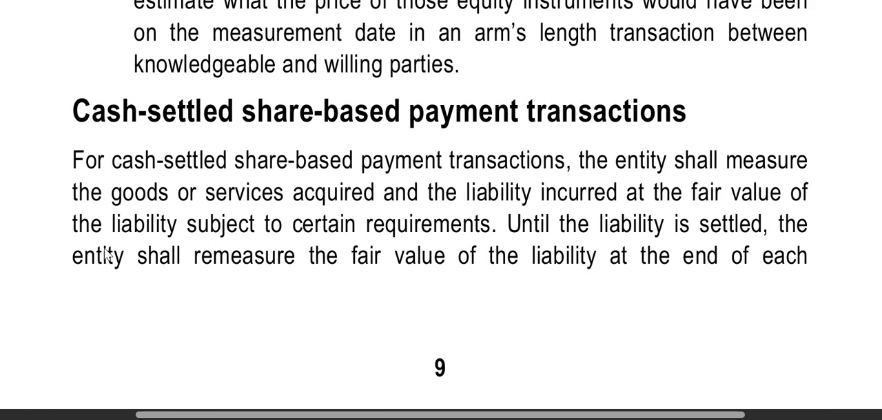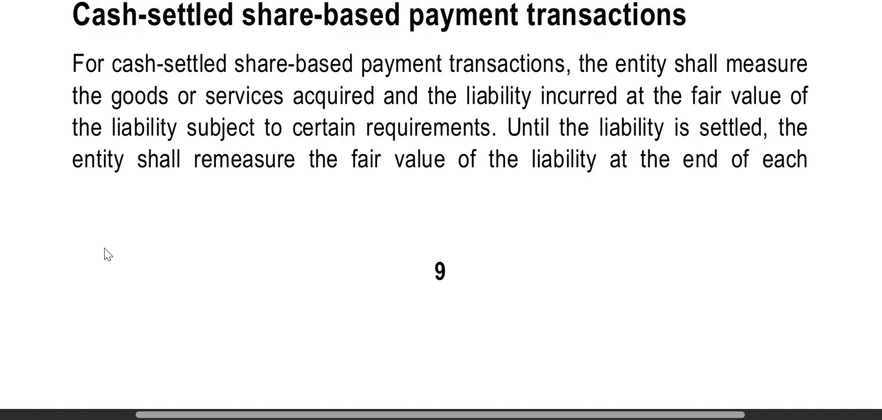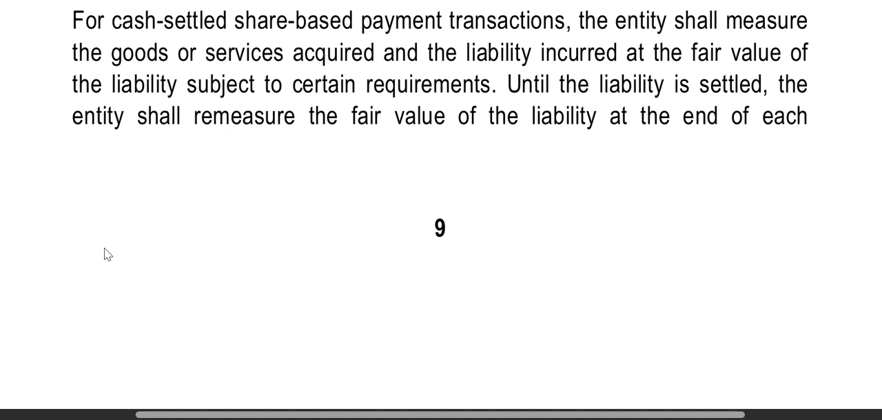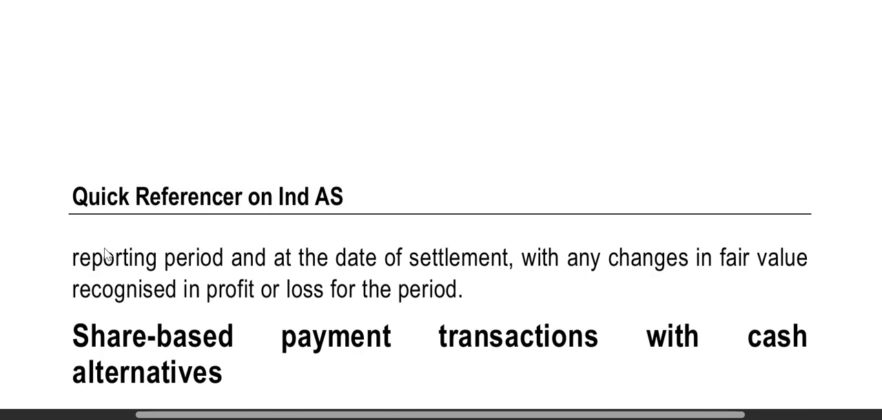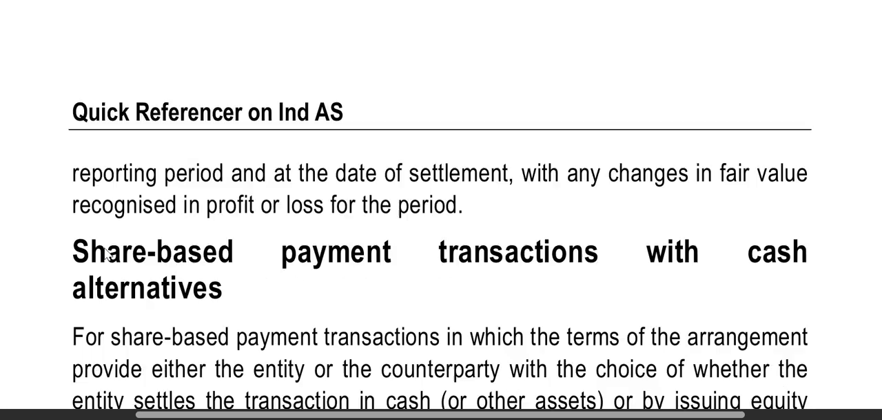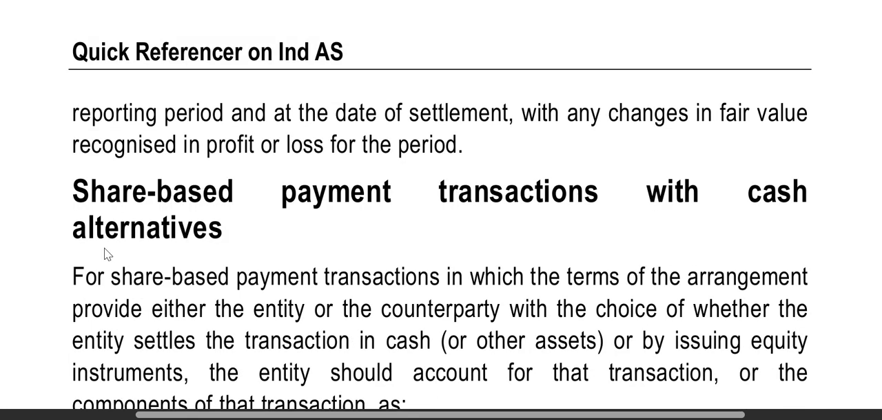Cash settled share-based payment transaction. For a cash settled share-based payment transaction, the entity shall measure the goods and services acquired and the liability incurred at the fair value of the liability, subject to certain requirements. Until the liability is settled, the entity shall remeasure the fair value of the liability at the end of each reporting period and at the date of settlement, with changes in fair value recognized in profit or loss of the period.